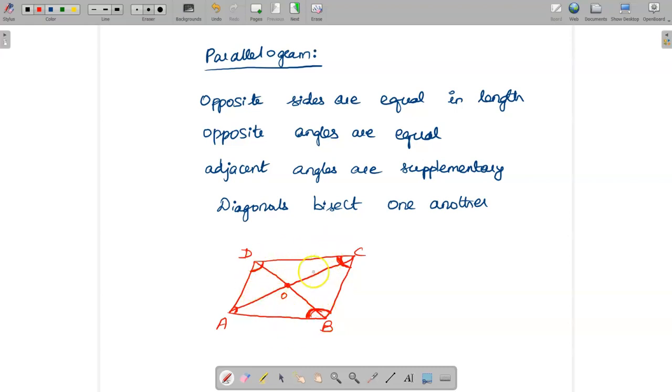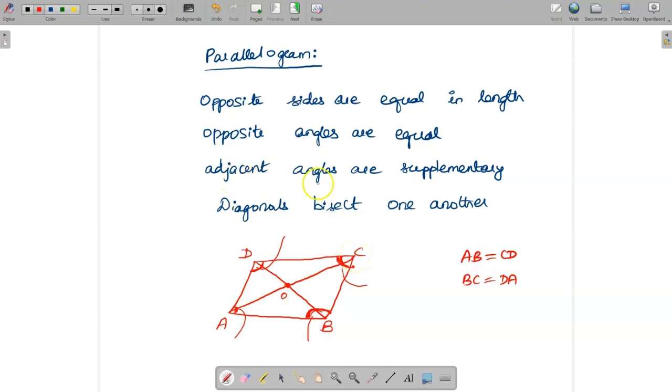Whenever there is a parallelogram, opposite sides are equal. So here it is AB and CD. Opposite sides are equal. And again BC and DA are equal. So whenever we have a parallelogram, opposite sides are equal and opposite angles are equal. That is, this angle and this angle will be equal. Similarly, this angle and this angle will be equal. So opposite angles are equal.